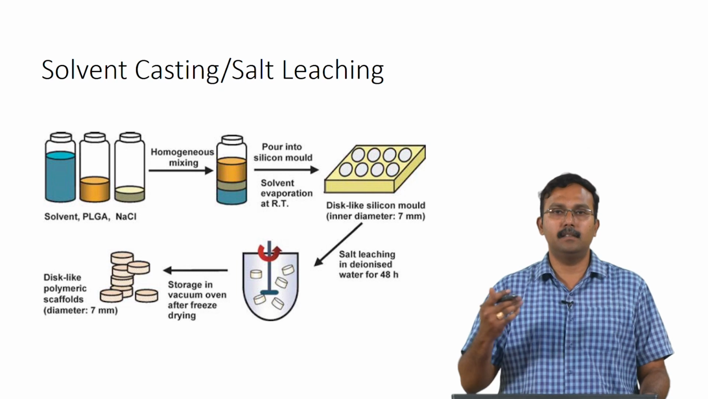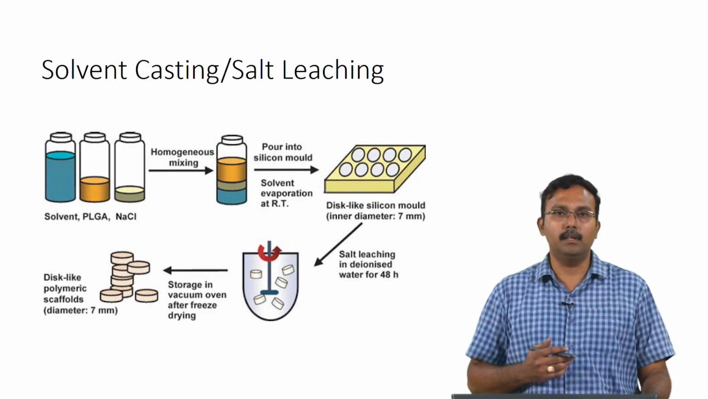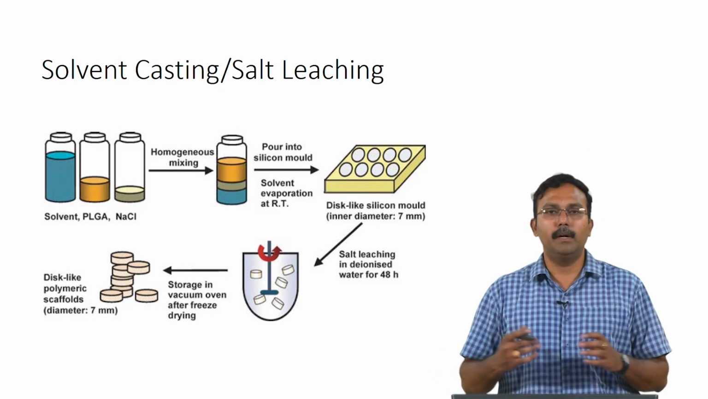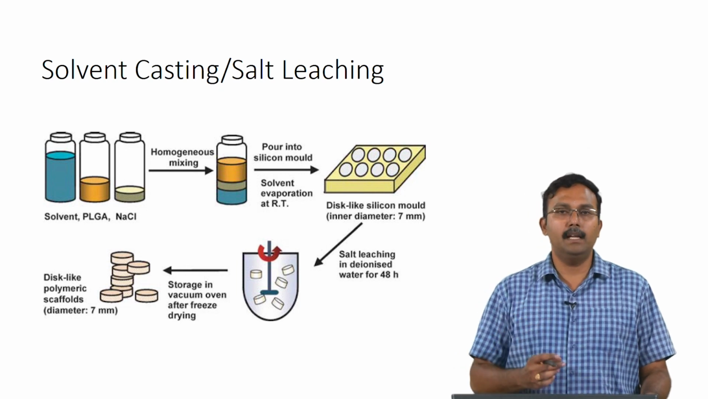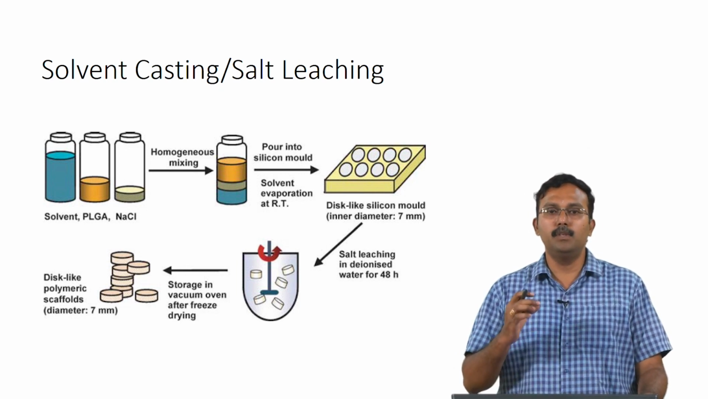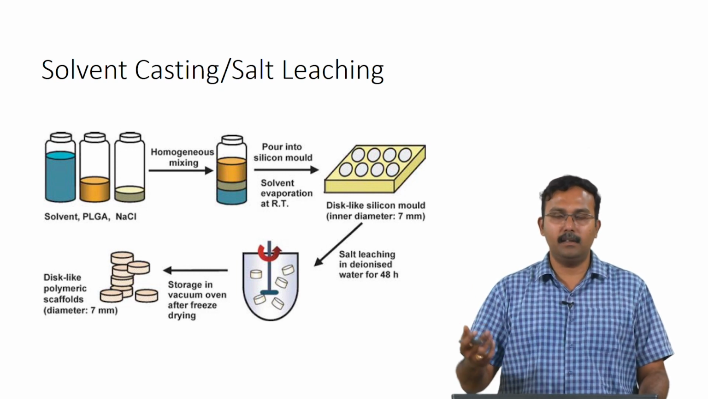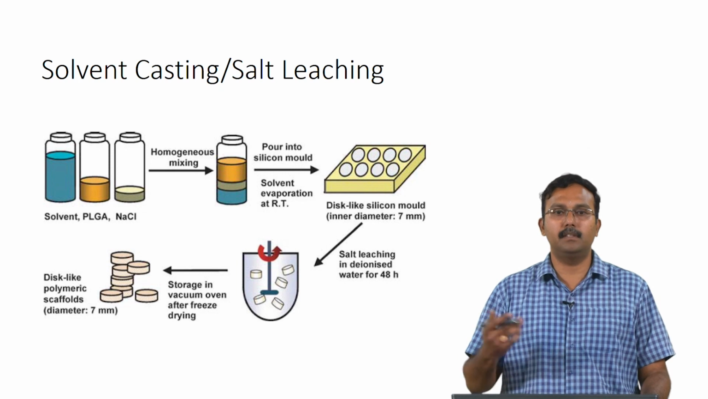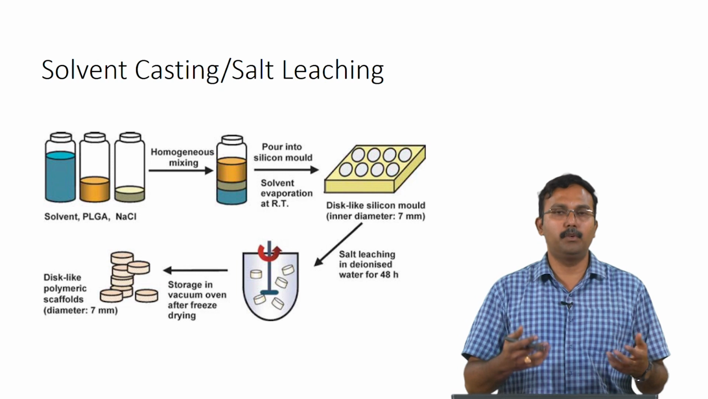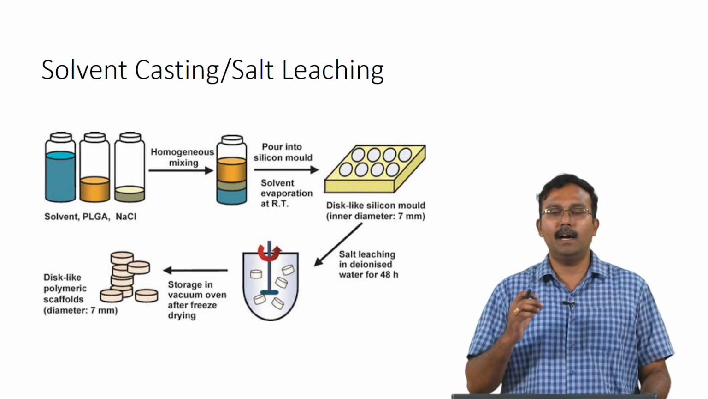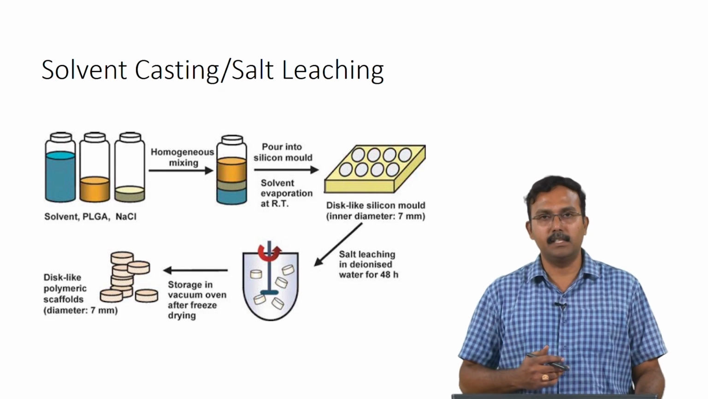So, you place the salt polymer scaffold into the DI water and mix it for 48 hours. By doing this, the salt will actually get dissolved out, and you will end up with a disc shaped scaffold which is only the polymer. So, now this can be kept in a vacuum oven after freeze drying to remove all the leftover water. So, thereby you now have a scaffold which is prepared through solvent casting and salt leaching.